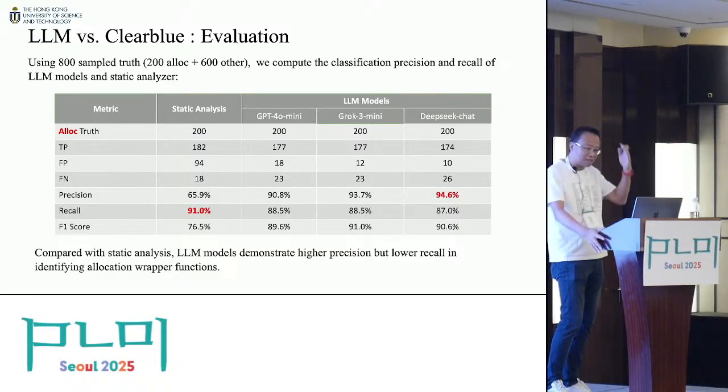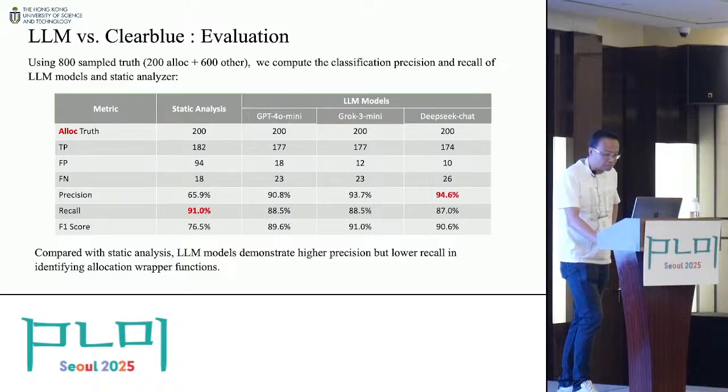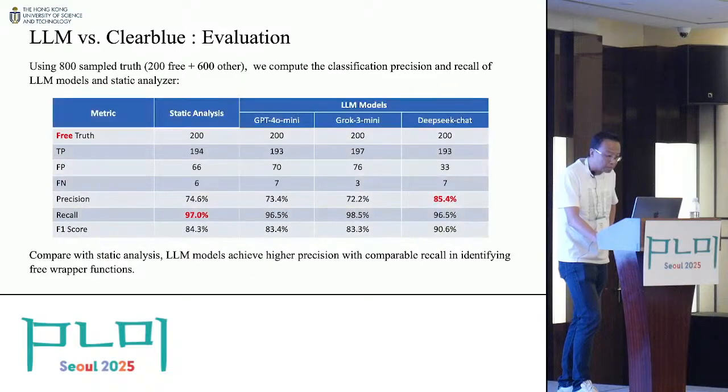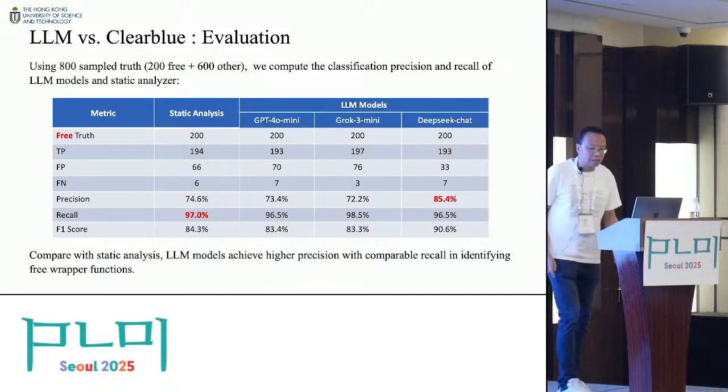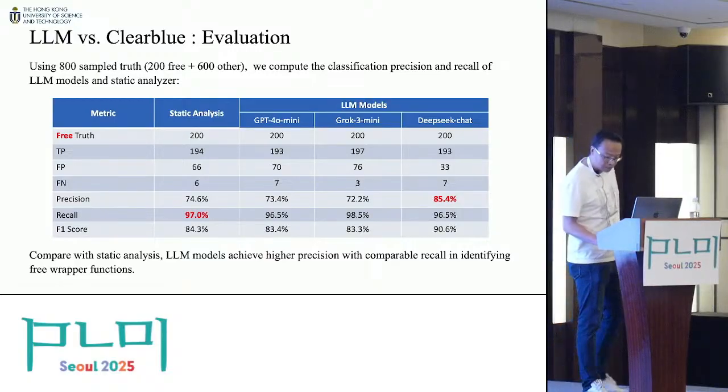In terms of recall, they are roughly equal. Okay. This is for the allocation wrappers. This is for the free wrappers. So the LLM models are also on par with the static analysis. So in this way, actually everything is roughly equally good.